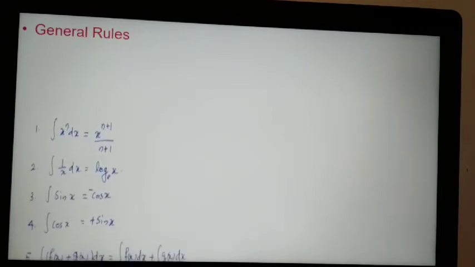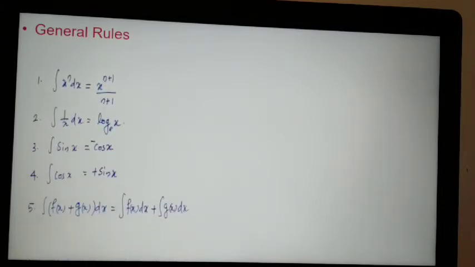The first rule says, similar to differentiation, integral x to the power n dx is equal to x to the power n plus 1 divided by n plus 1. Second one is integral 1 by x dx, which is equal to log x. Third one is integral sin x, which is minus cos x. Integral cos x is sin x.